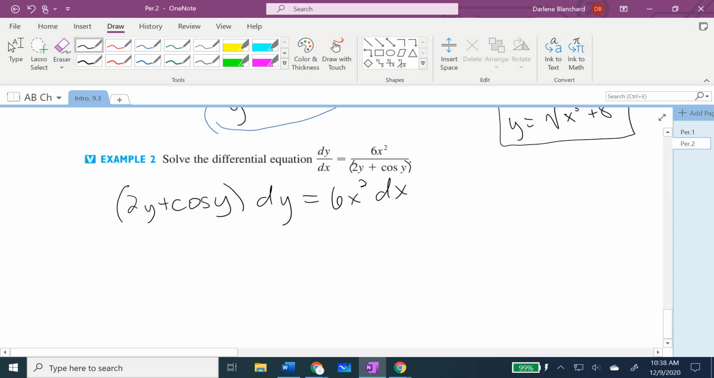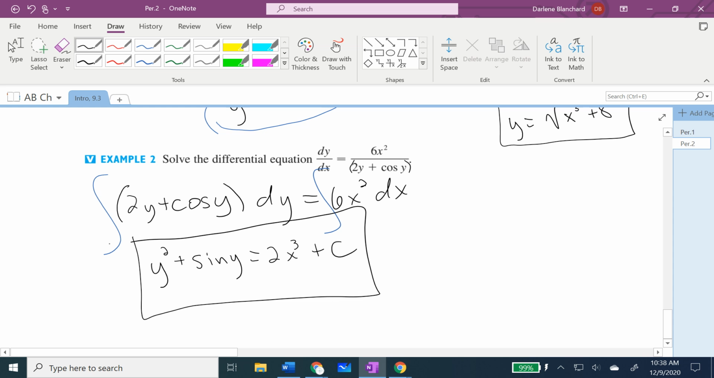I multiplied the denominators to the other sides. Done. It literally can be that fast. And I want you to notice, if you look at where y is, do you see there's no way you're going to isolate that thing?